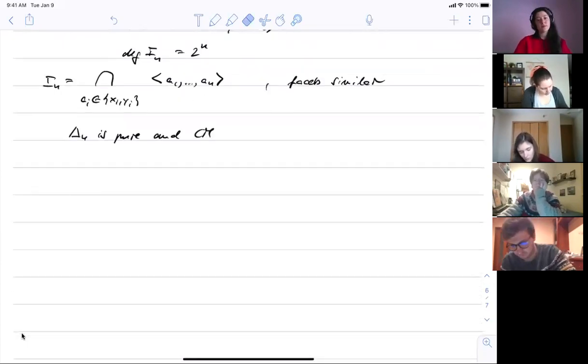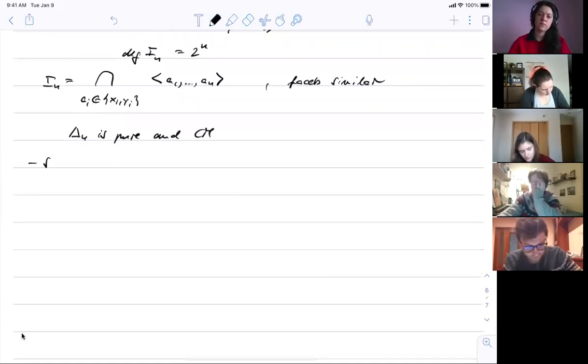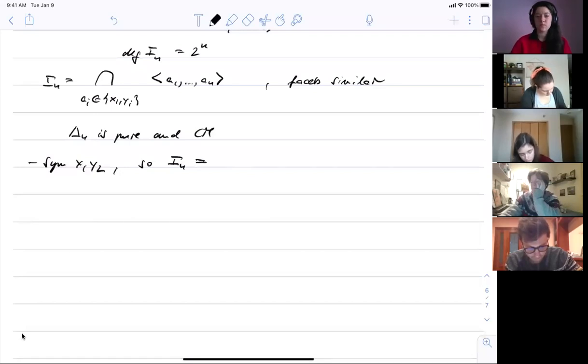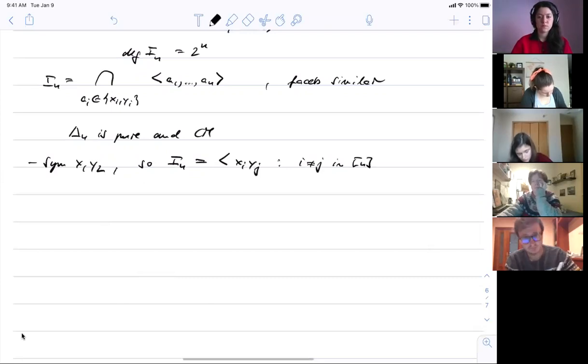So let's look at now the orbit of x1, y2. So the ideal, we just apply any permutation to x1, y2. So the generators are all monomials of the form xi, yj, where i is not j. These are both indices in the set from 1 to n. That's the ideal.